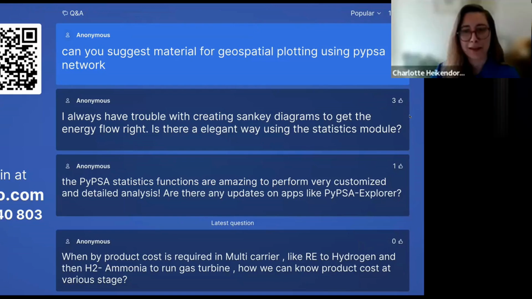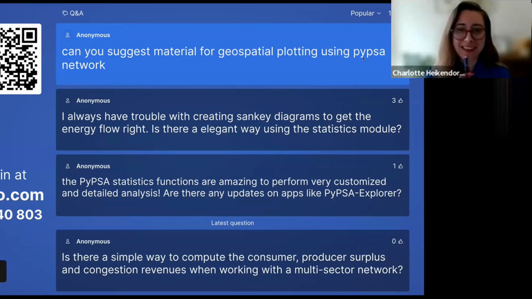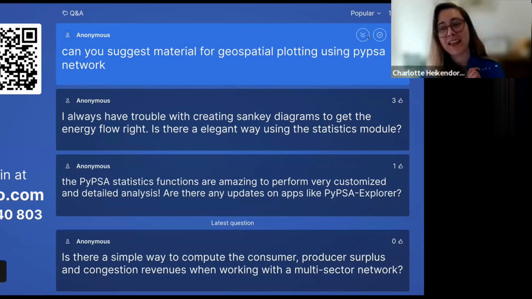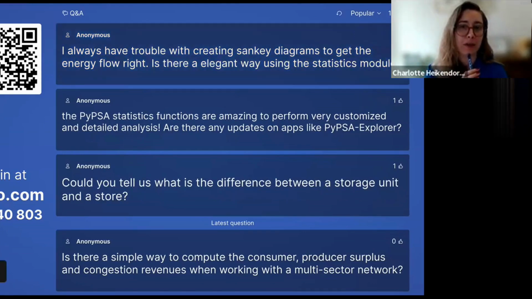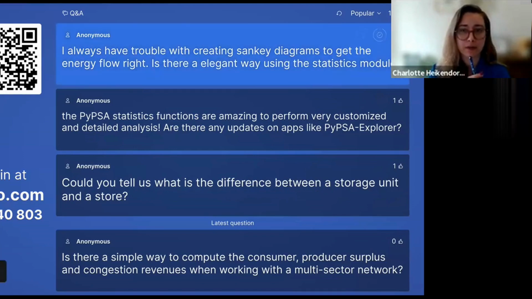So now we have an idea for the next session. Great. There's a question here saying, is there an elegant way of using the statistic models to create Sankey diagrams to get the energy flow out?